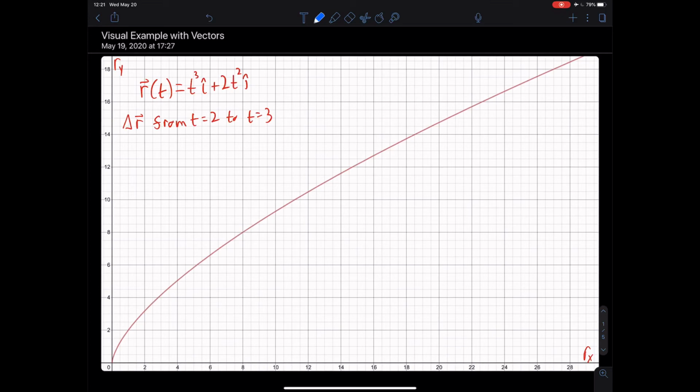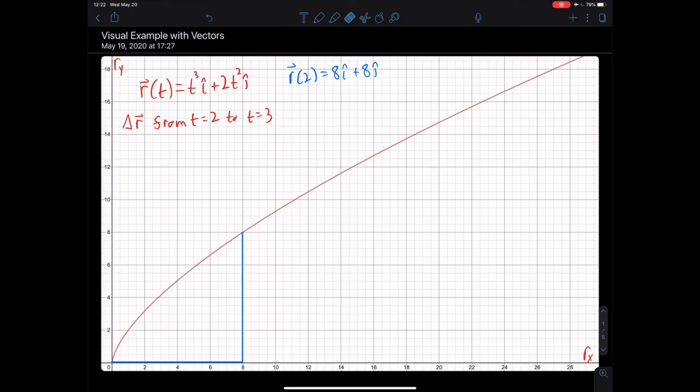So my position vector at time equal to 2, so at r of 2, we have 2 cubed, which is 8. So this is 8 i hat plus, and 2 times 2 is 4, times another 2 is 8 as well. So this is going to be 8 j hat. So our position vector at 2 is going to be 8 in the horizontal plus 8 in the vertical. So let's go ahead and get that. If we start from the origin, we're going to go 8 in the horizontal, and then from here, we're going to go 8 in the vertical.